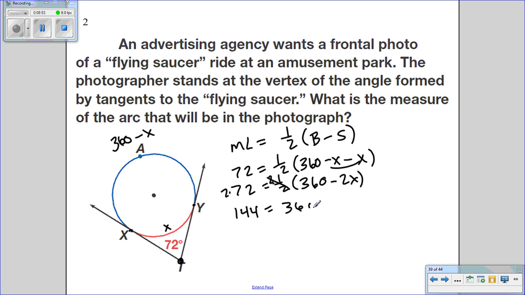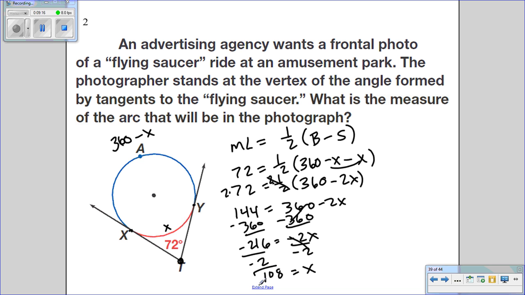Now we have 360 minus 2x over here. We're going to subtract 360 from both sides. So 144 minus 360 would be negative 216, and we have negative 2x left over here. Then we're going to finally divide both sides by negative 2, and x equals 108. So 108 would be the measure of that arc.